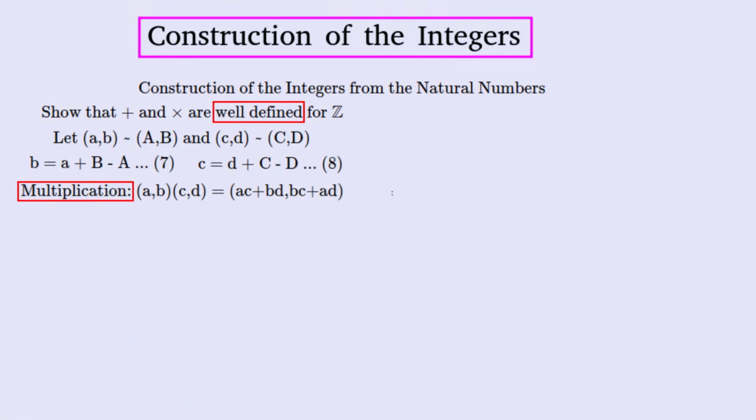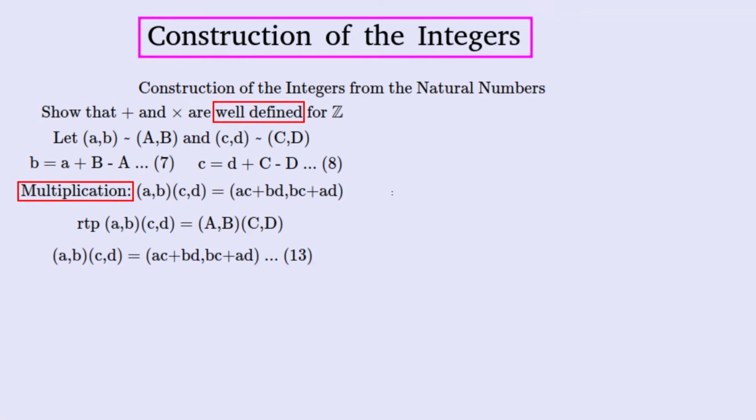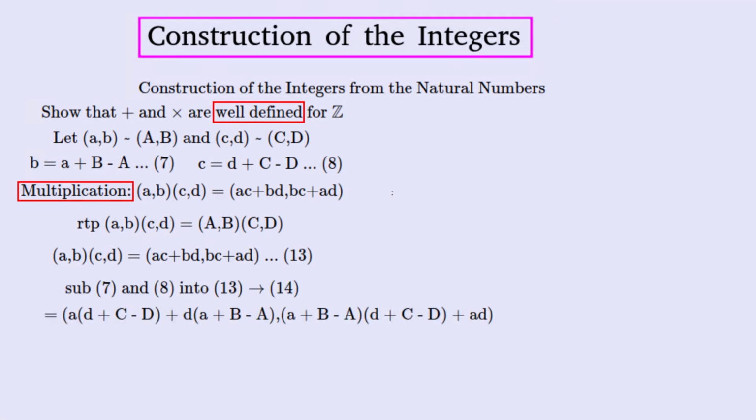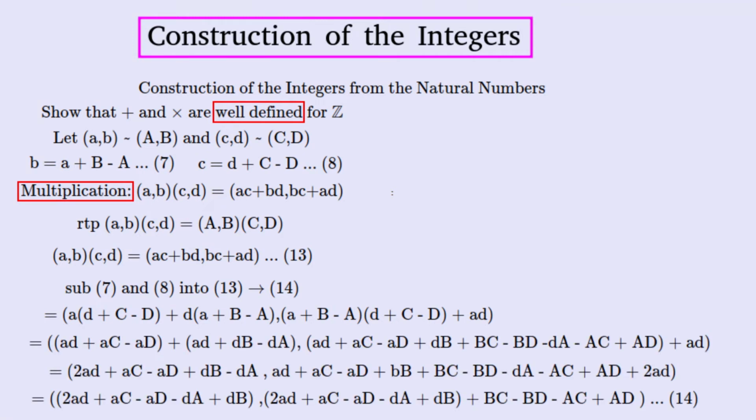Now to show that multiplication is well defined for integers. We have to prove this statement so that the product is equal if the inputs are equal. So then we'll expand the right-hand side out using the product rule. Then we'll substitute these numbers into this expression to get this very messy expression. And then we'll manipulate it to get it ready for the next step.